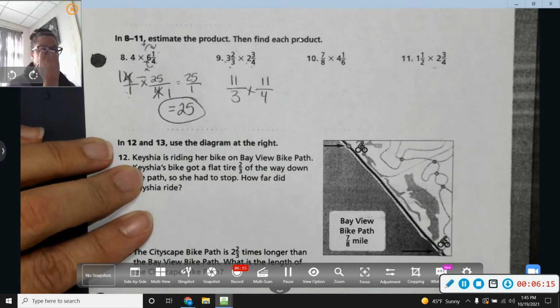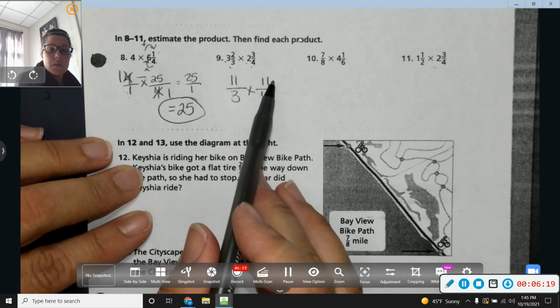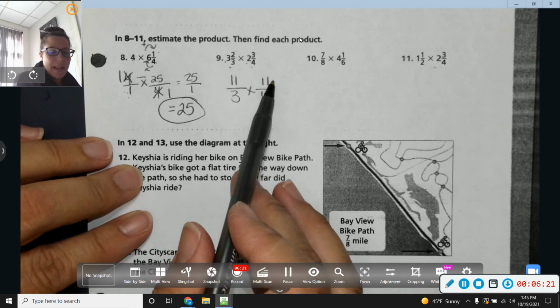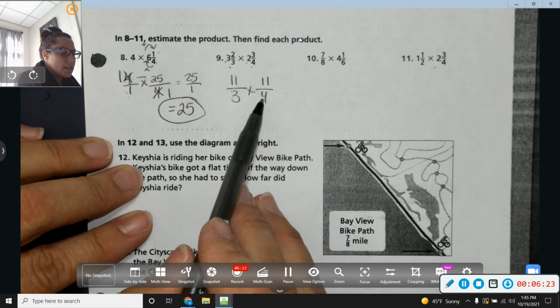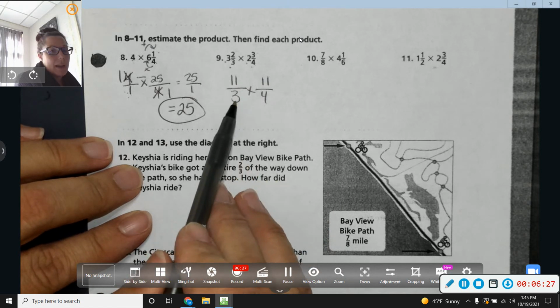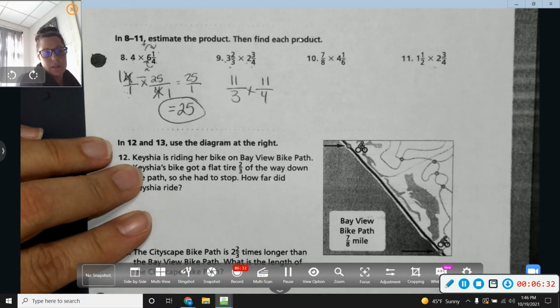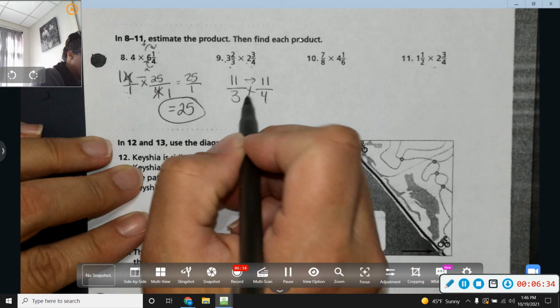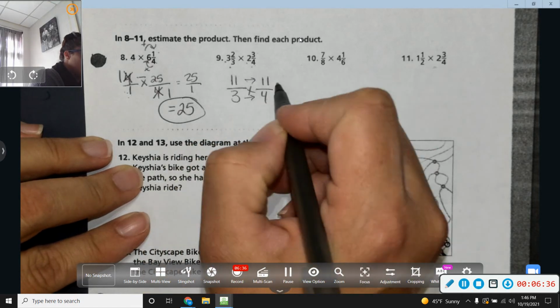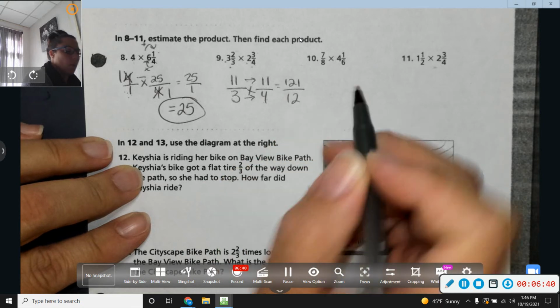Okay? And you may say, yay, Mrs. Flax, look, you have 2 11s. We can cross those off and make them 1's. I can't. I can only simplify if it's at the diagonal. Okay? I cannot simplify 3 and 11, and I cannot simplify 4 and 11. So I just multiply. Okay? 11 times 11 is 121. 3 times 4 is 12.